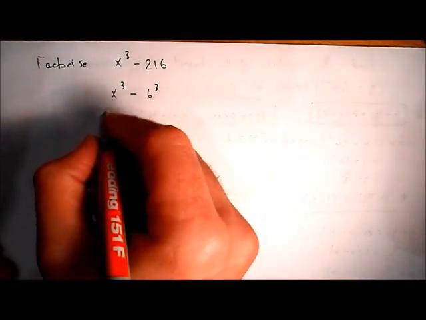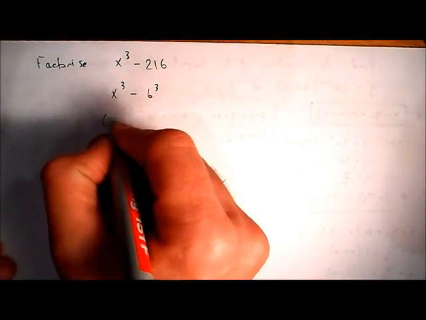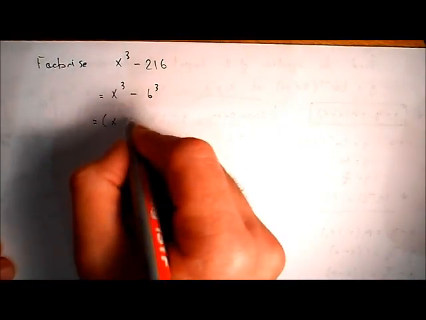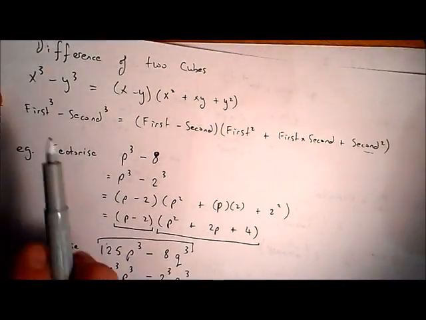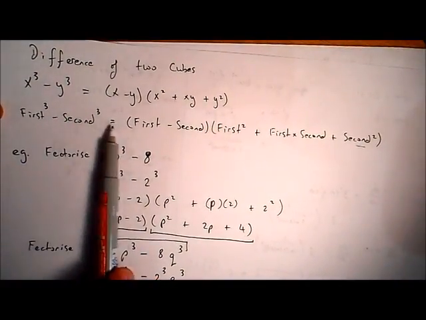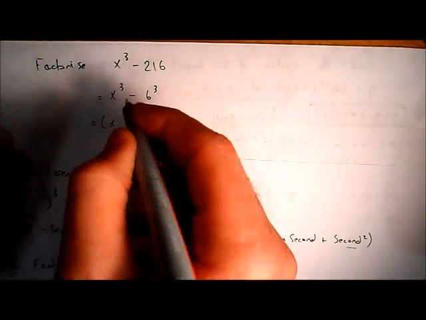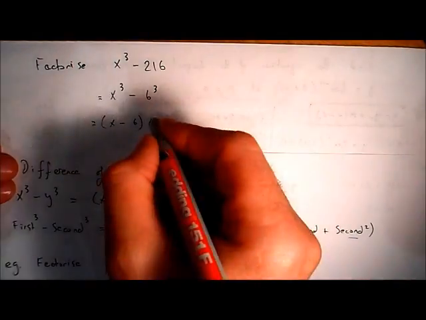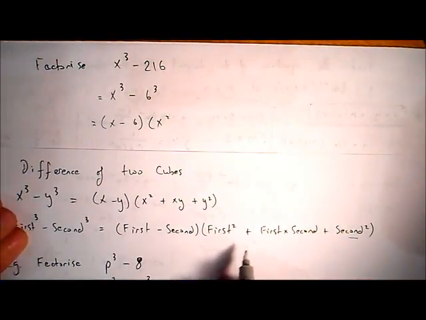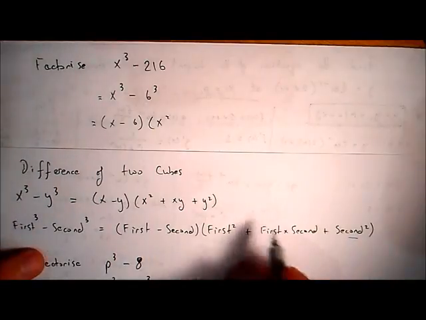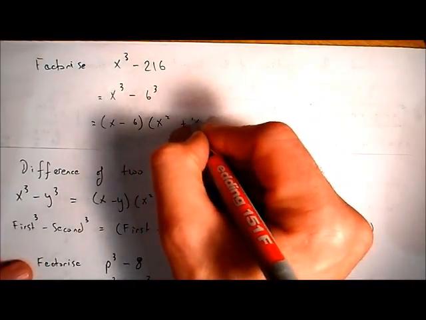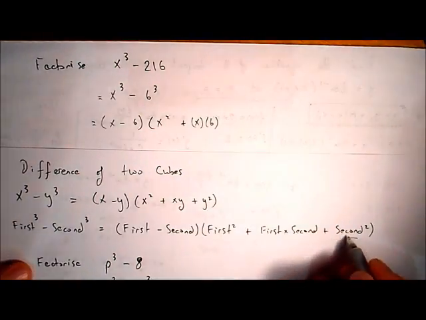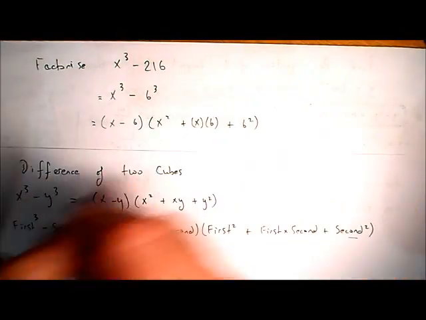And now, once we write it like that, we notice, oh, we've got the difference of 2 cubes. So I can rewrite that as, well, the first is x, the second is 6. If you go back to the difference of 2 cubes, how to factorize that: first cubed minus second cubed is first minus second. So in this case, it's x minus 6 multiplied by the first squared, so x squared, plus the first by the second, so plus x by 6, plus the second squared, so plus 6 squared.